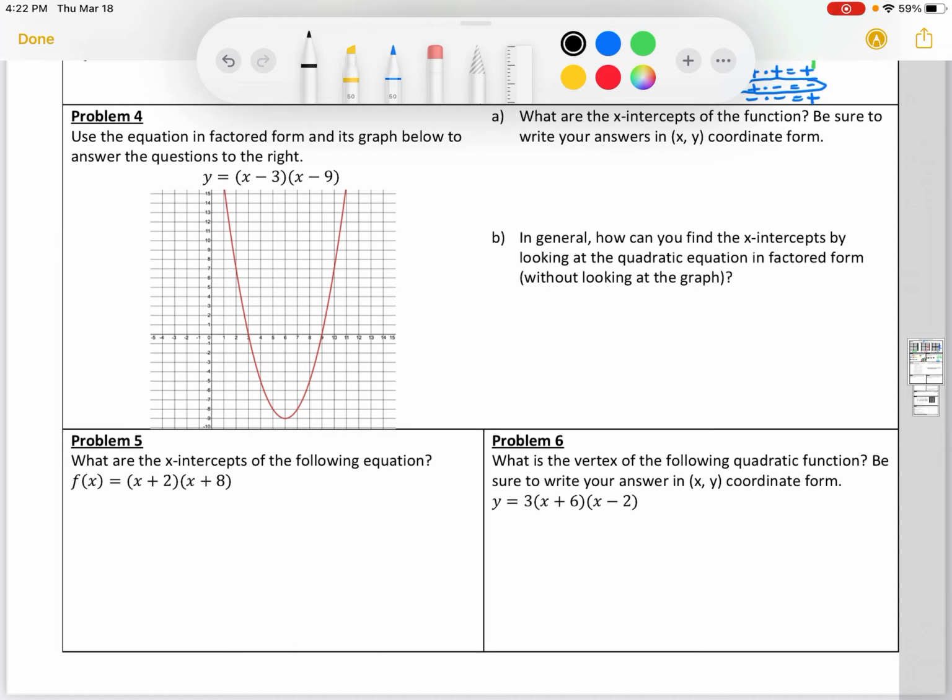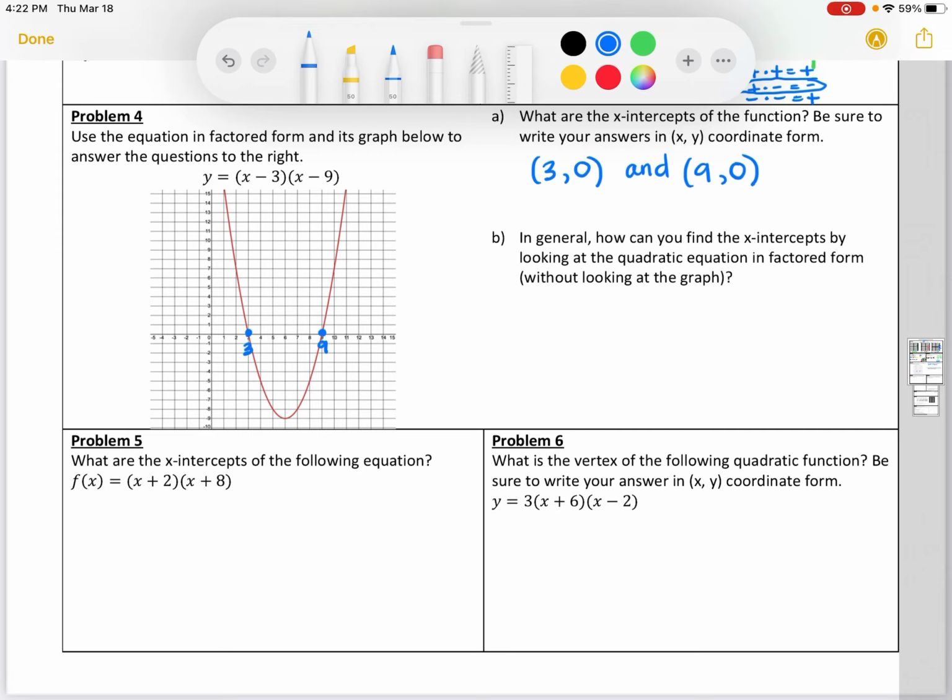Well, I always know I can find my x-intercepts by looking at my graph, looking at where my graph touches the x-axis, which looks to be here and here. So I see that that's at positive 3 and at positive 9. To write it in xy coordinate form, we always remember that the y value is 0 along the x-axis. So my x-intercepts are (3, 0) and (9, 0).